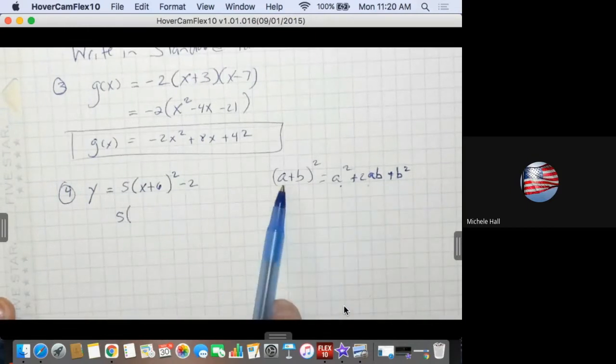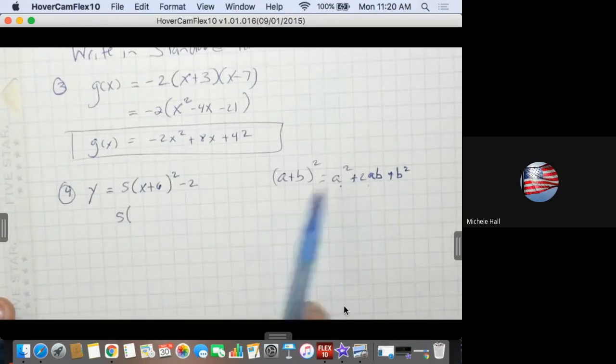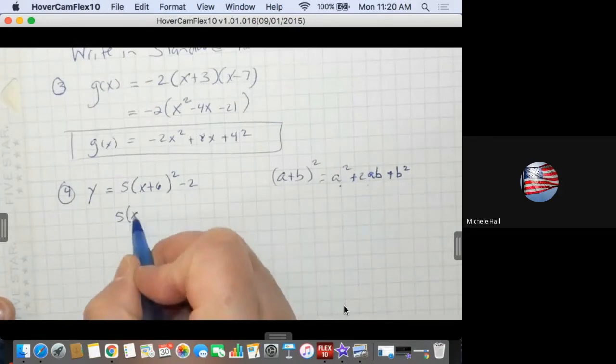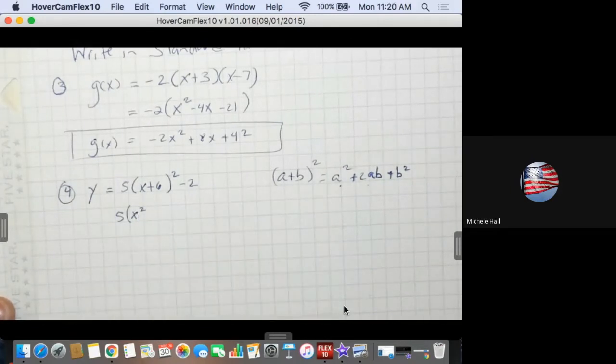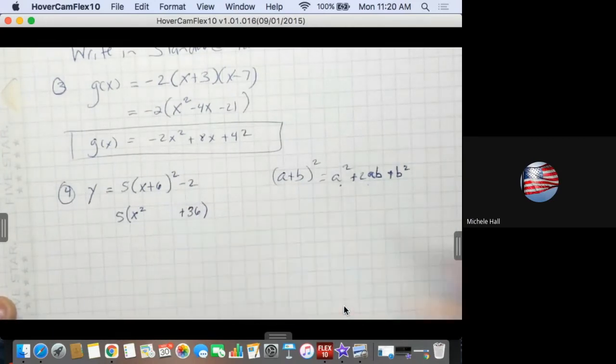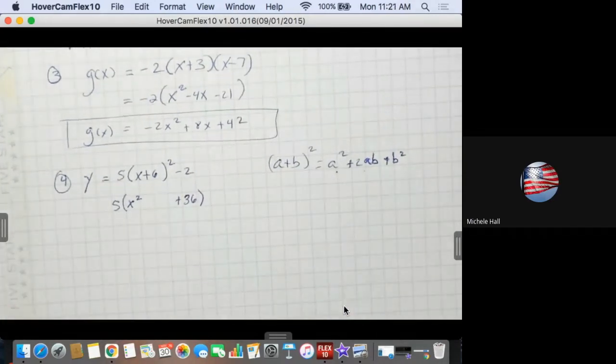So what's the first term? It's a squared. So the first term, x squared. I know what the last term is going to be. Last term is b squared. So here's my b term. I square it. 6 squared is 36. Positive 36. The middle term.